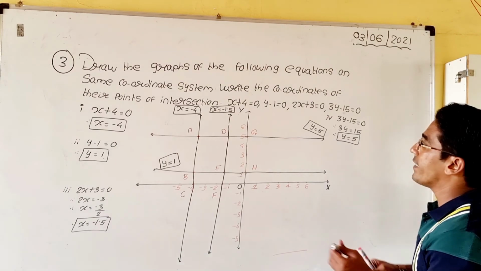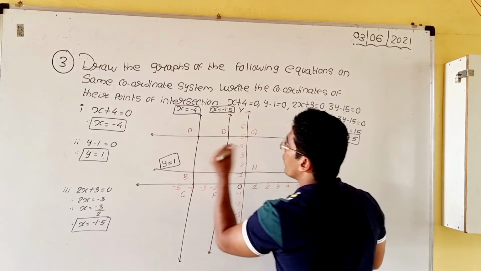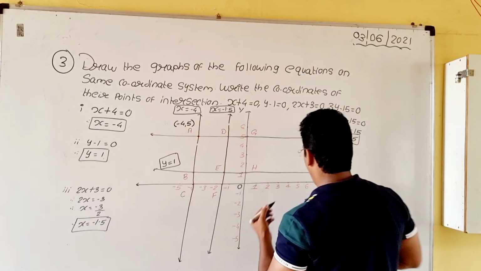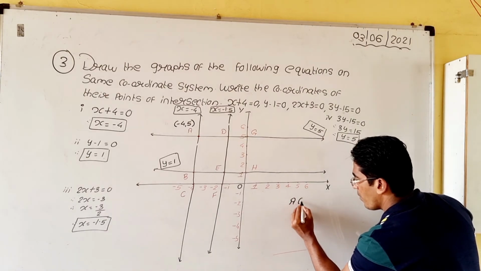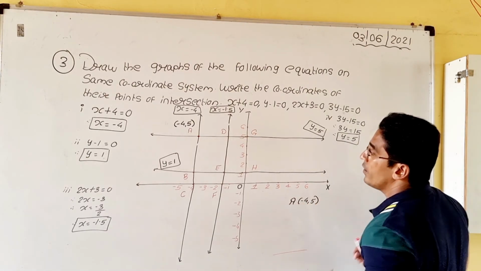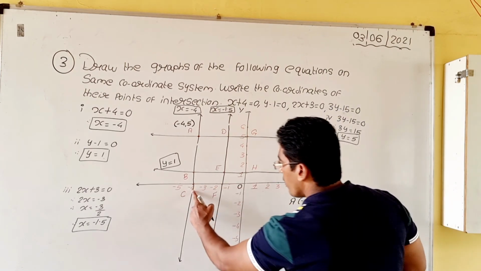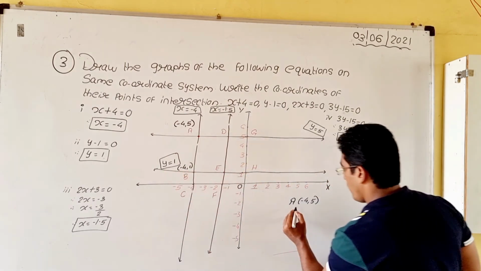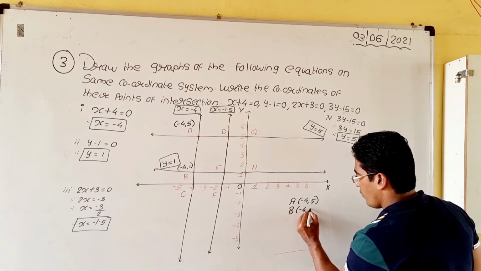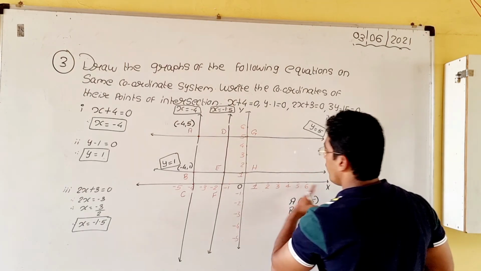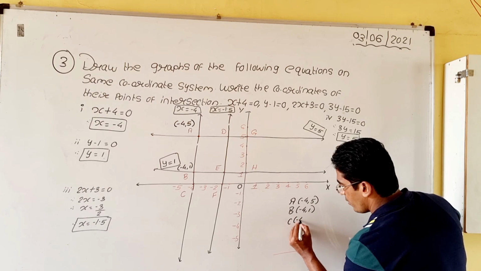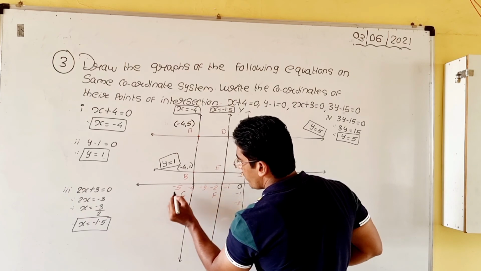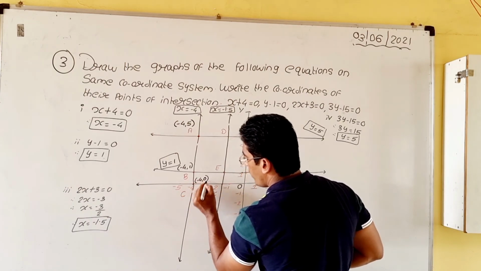So let's start with A, minus 4, 5. A is minus 4, comma 5. Let's talk about point B. Minus 4, 1. B is minus 4, comma 1. Point C, see, it is lying on the x-axis. So point C will be minus 4, comma 0.